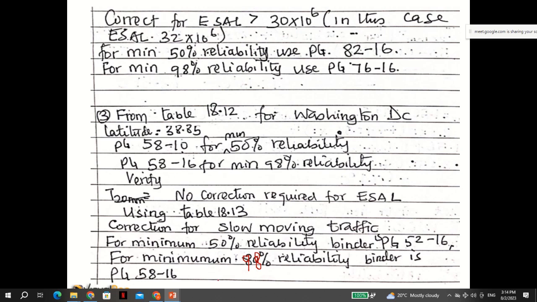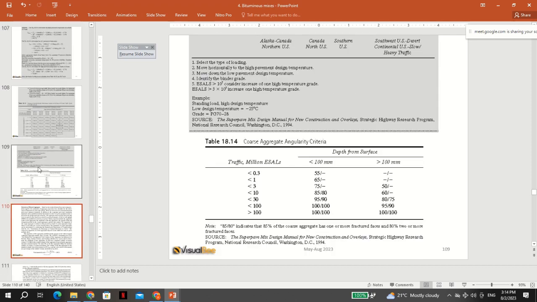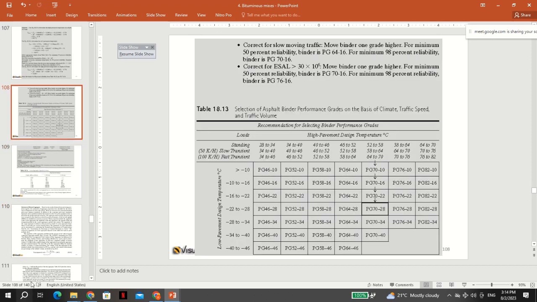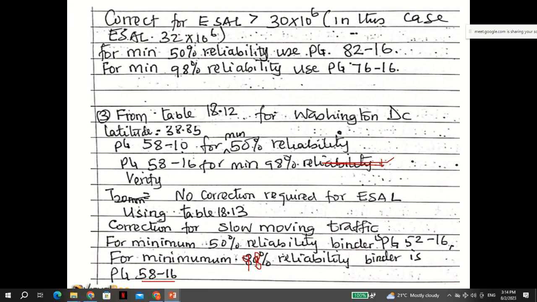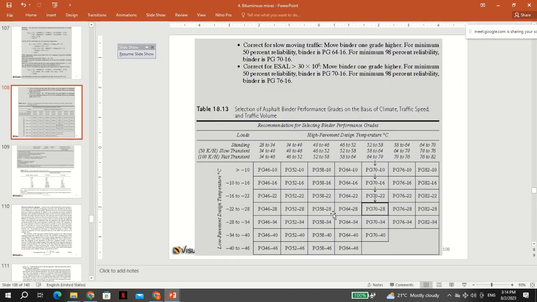So already for 98% reliability, we have been told is 5816, isn't it? This is what we have got for 98% reliability for slow moving traffic. So if you want to correct for 50% reliability, you go one grade lower. So just from this table, that's a hypothetical because that's not the question, and because this is a class example, you need to look at it from all dimensions. So here the grade is 5816. Where is that? 5816 is there. So one grade lower is 5216.